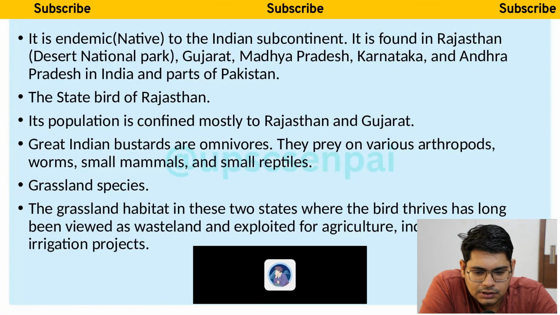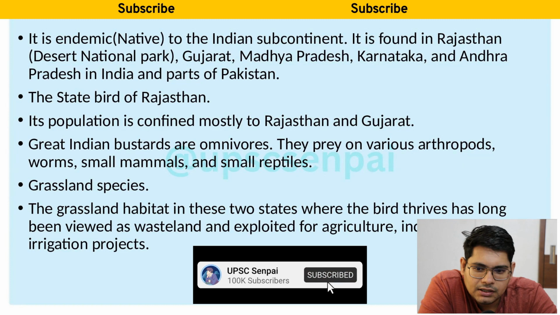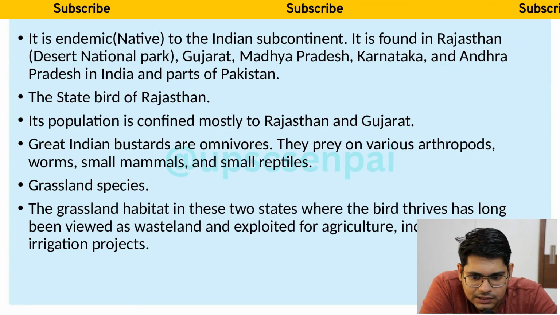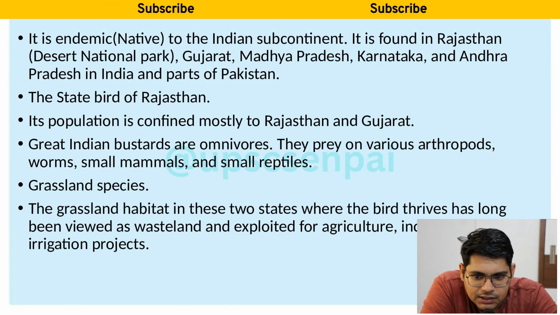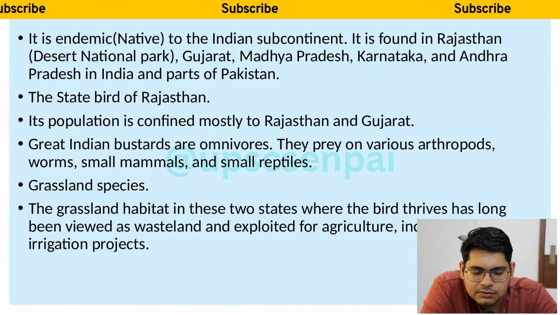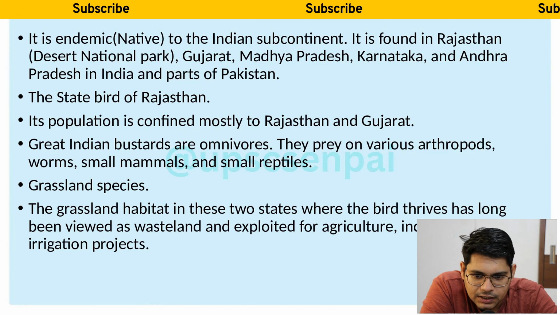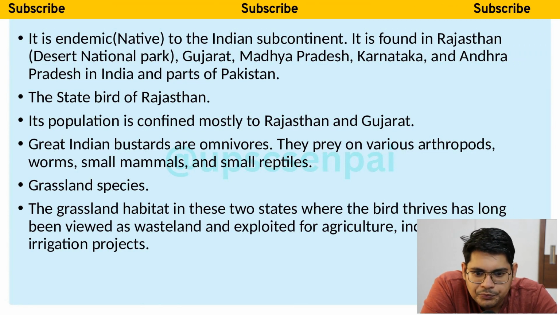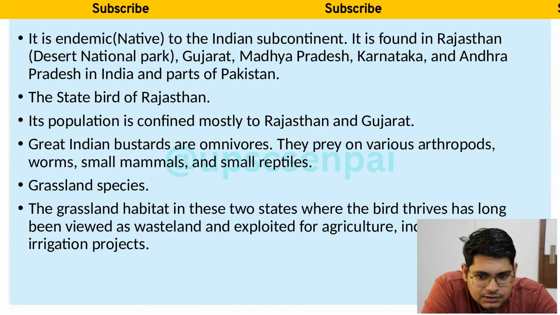So the Great Indian Bustards are native to the Indian subcontinent. They are predominantly found in the states of Rajasthan, Gujarat, Madhya Pradesh, Karnataka, Andhra Pradesh, and in certain parts of Pakistan. Though they are native to India, there is a certain population that is present in Pakistan also. Particularly in Rajasthan, it is found in the Desert National Park.